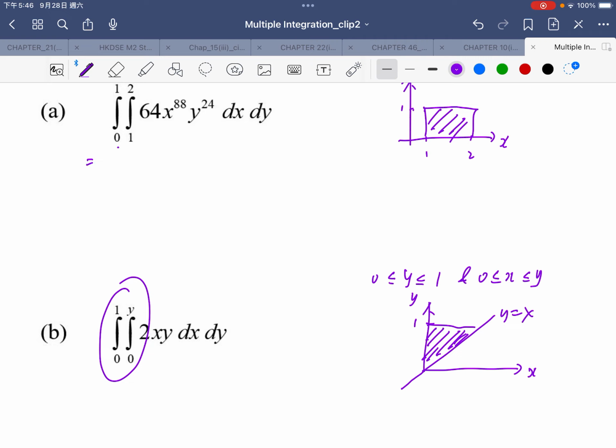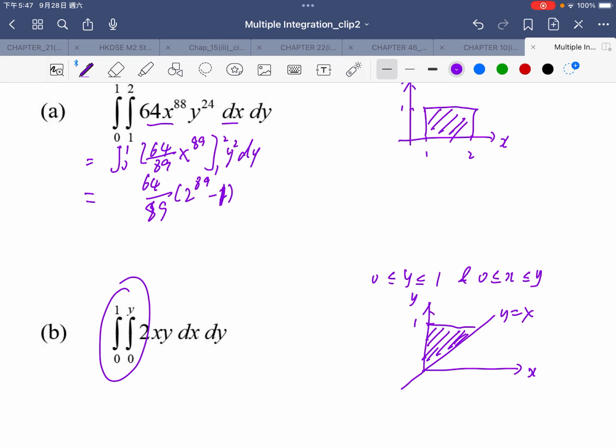First, I integrate with respect to x. That means 64 over 89 x to the power 89. Put the values 1 to 2 into the function, then dy, and then we have 64 over 89 times 2 to the power 89 minus 1, and, oh sorry, I forgot the y to the power 24.